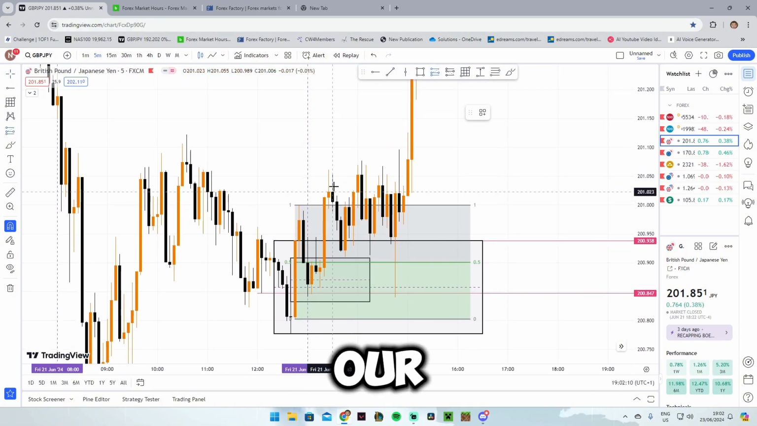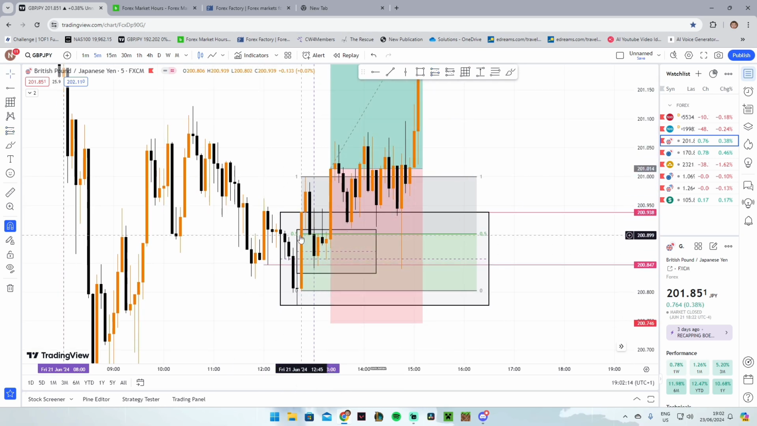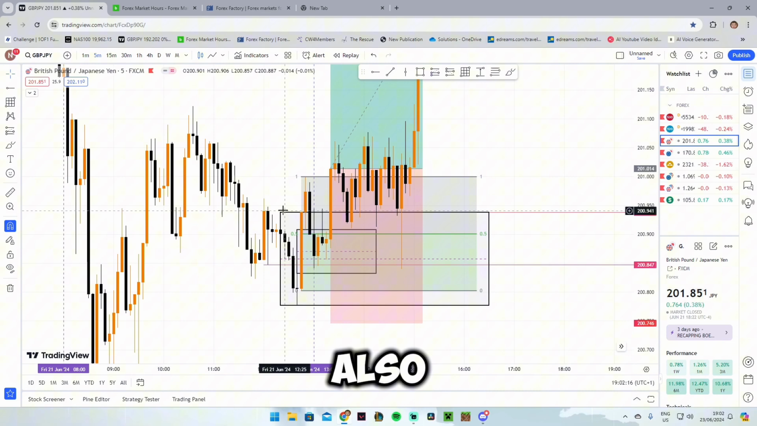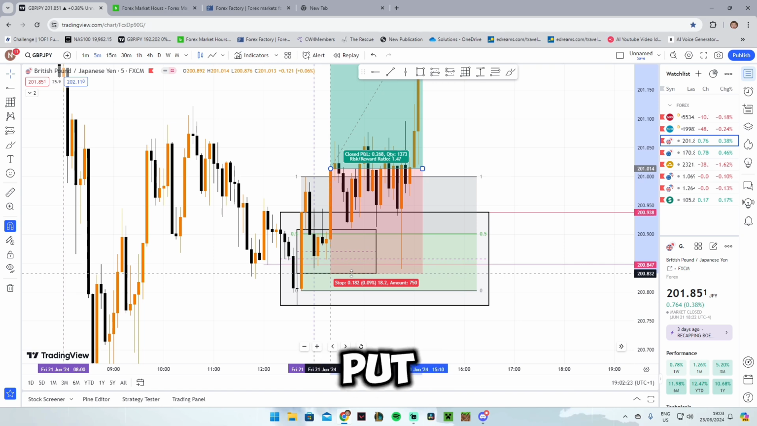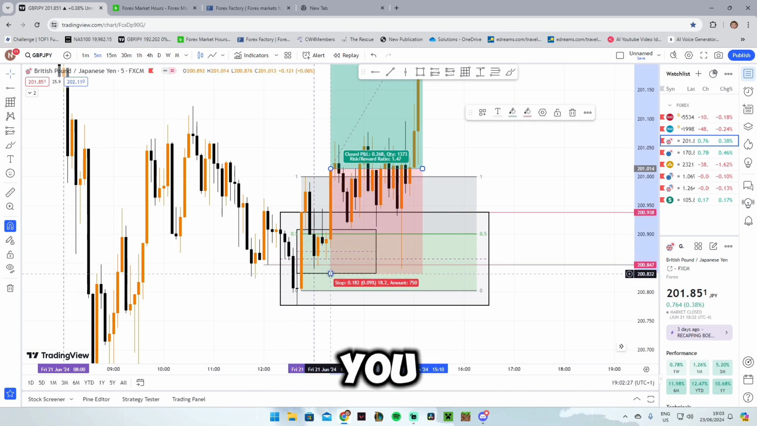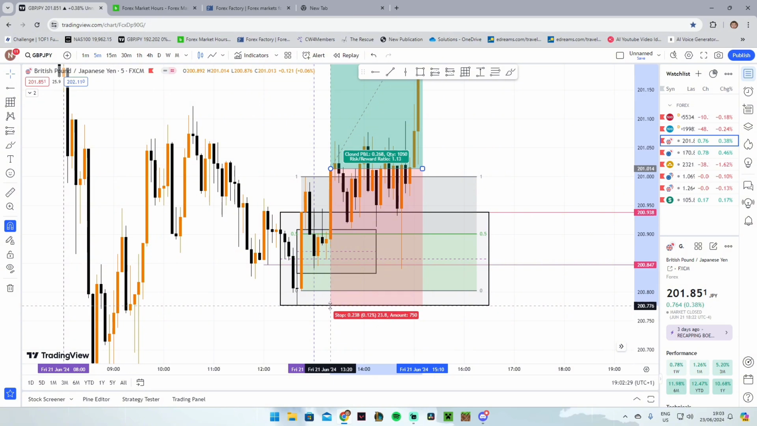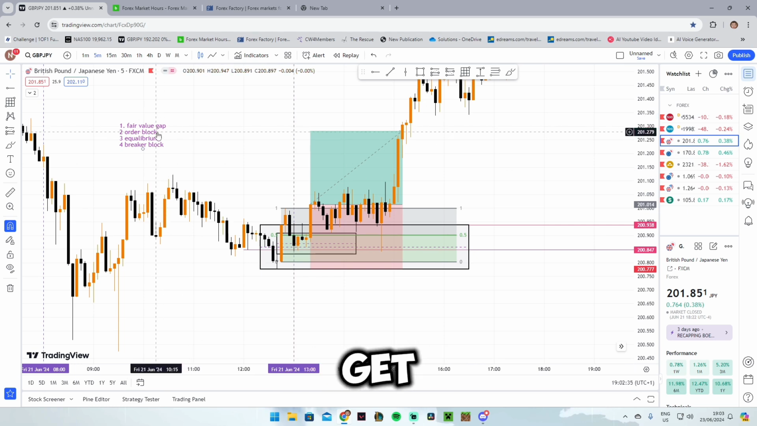We could have placed our trade purely off of this huge reaction going out of this equilibrium fair value gap and also this breaker block. I mean, order block stops. You can either put it down here on this reacting to this fair value gap, or if you want really safe, put it below this order block at this low and target whatever liquidity. I'll get into that later.